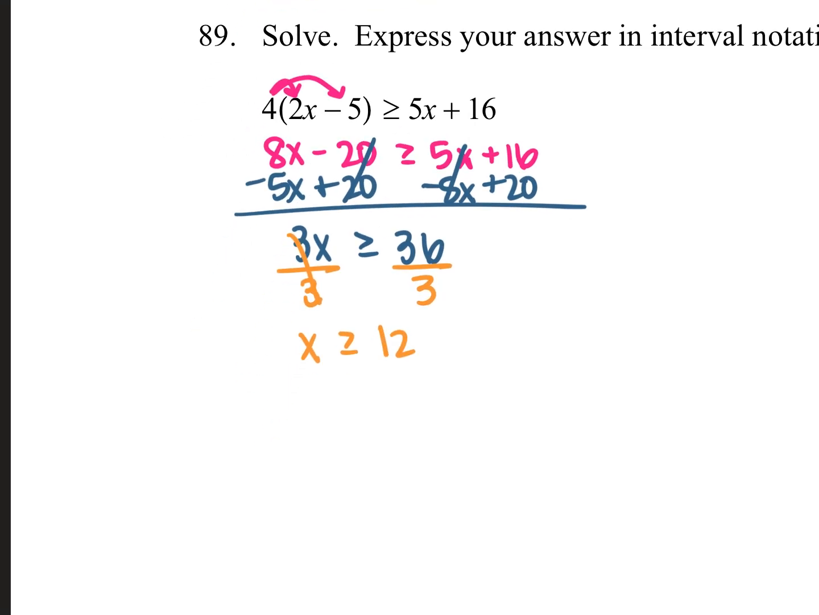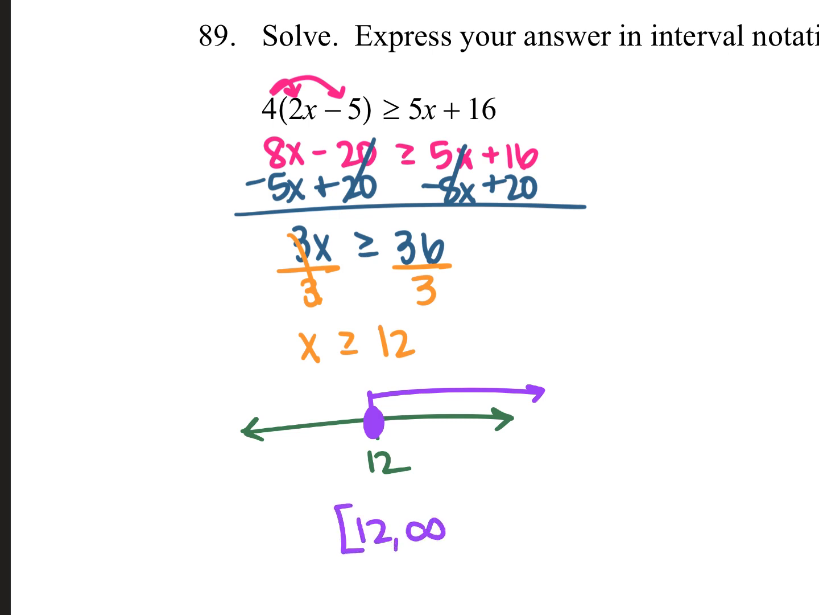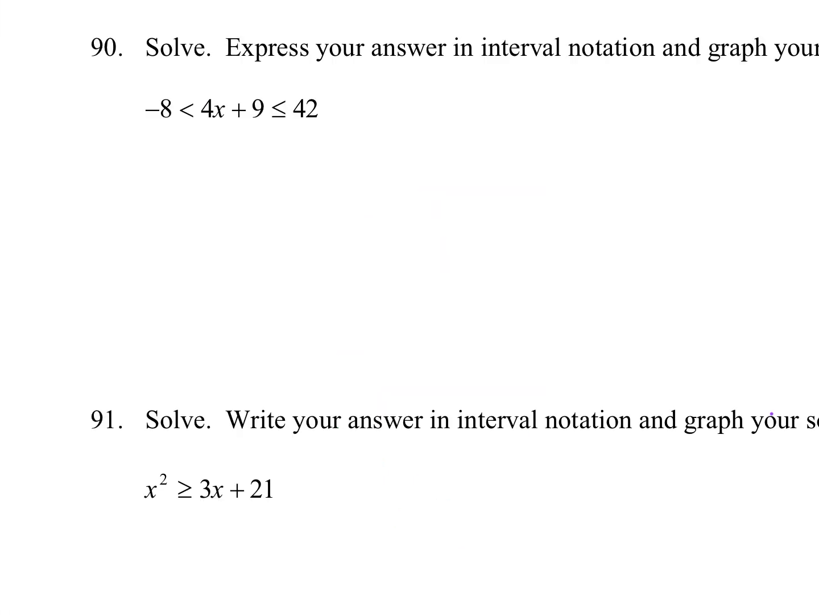Since our x is first and it's on the left, we draw our number line. We put down the 12. Our 12 is going to get a closed circle on it since it's also equal to. When x goes first, our sign points to the right, so our line goes to the right, which means we're going to have a bracket, 12, comma, infinity, parentheses.